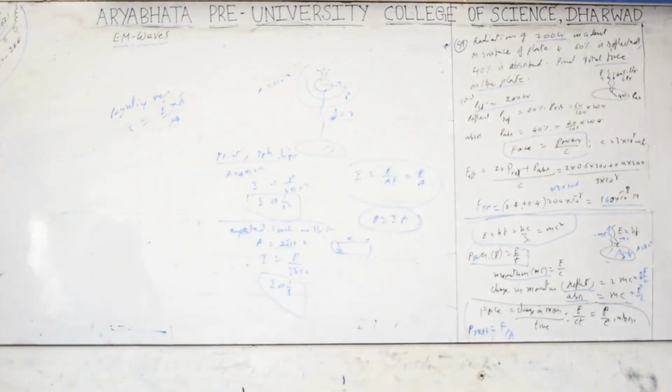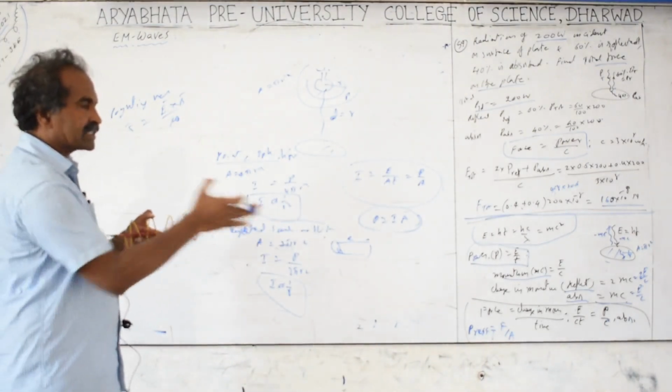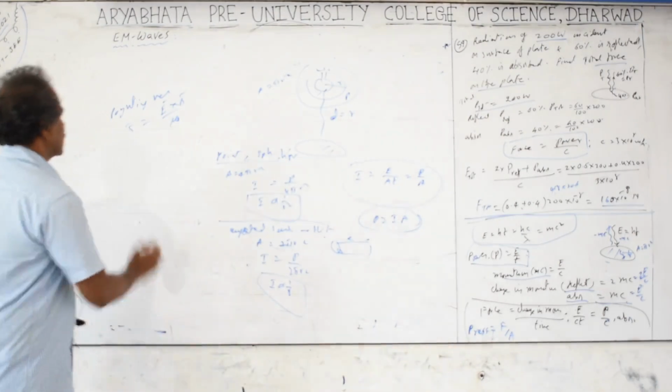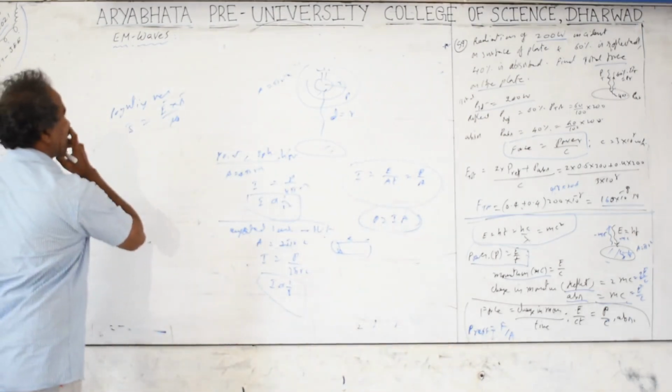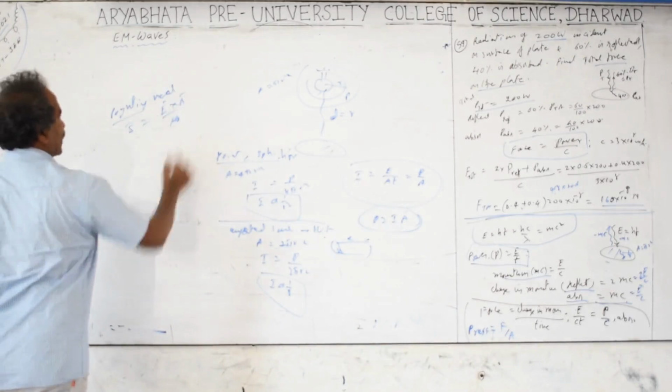In electromagnetic waves, the electric field is perpendicular to the magnetic field. This is the direction of the wave propagation, and this is the Poynting vector direction, the S bar direction. S is taken as the Poynting vector. It points in the direction in which the wave is propagating.